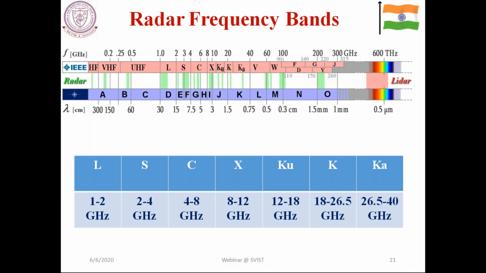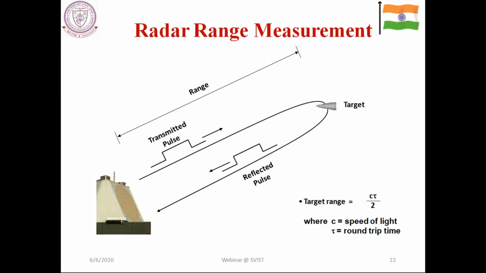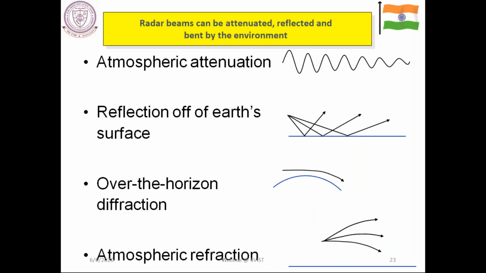And here I am showing you one diagram of how you can detect a target using radar, a simple range measurement system. The radar signals, while propagating through the atmosphere, get perturbed by a number of environmental influences like atmospheric attenuation, reflection from the Earth's surface, over-the-horizon diffraction, as well as atmospheric refraction.